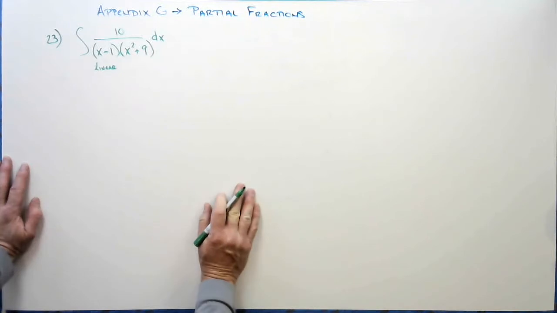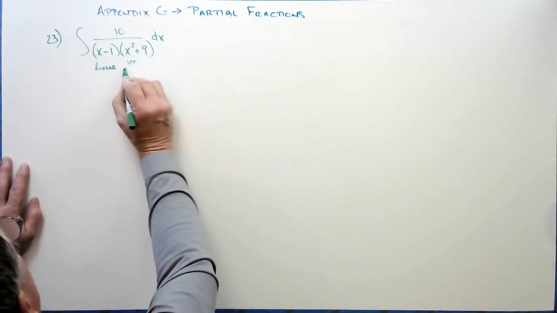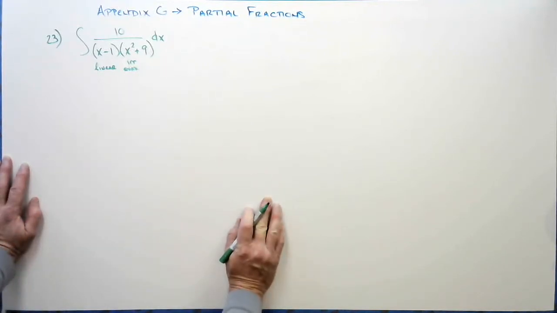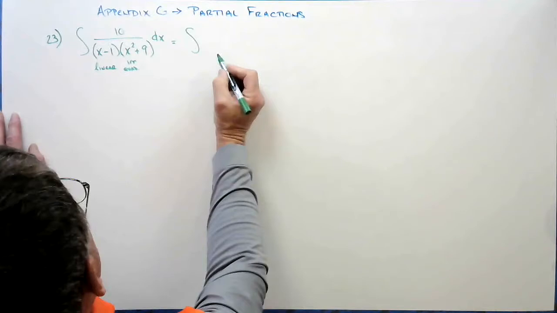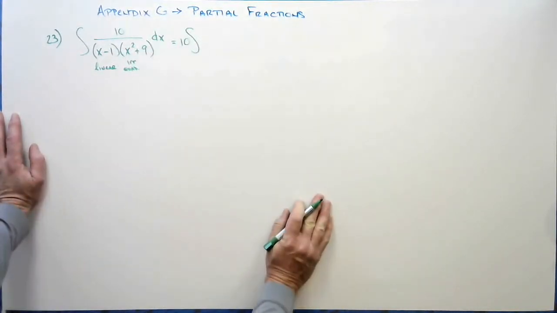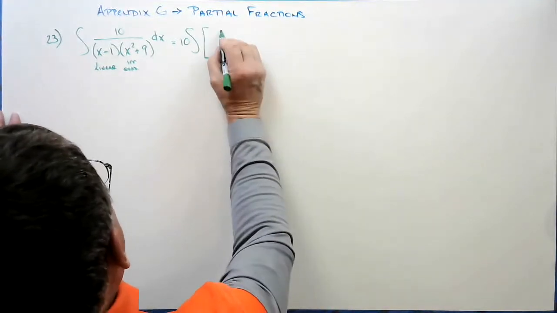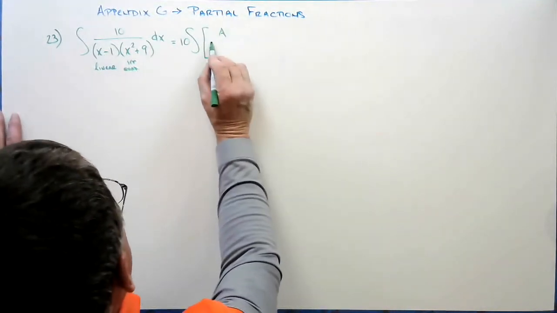It's not repeated. This is an irreducible quadratic. We can't reduce x squared plus 9. So that means we're going to rewrite this as the integral. We're going to go ahead and move that 10 out front. We'll just get that out of the way right now. And we're going to rewrite this as A, because this is a linear term. So that's going to be a constant.